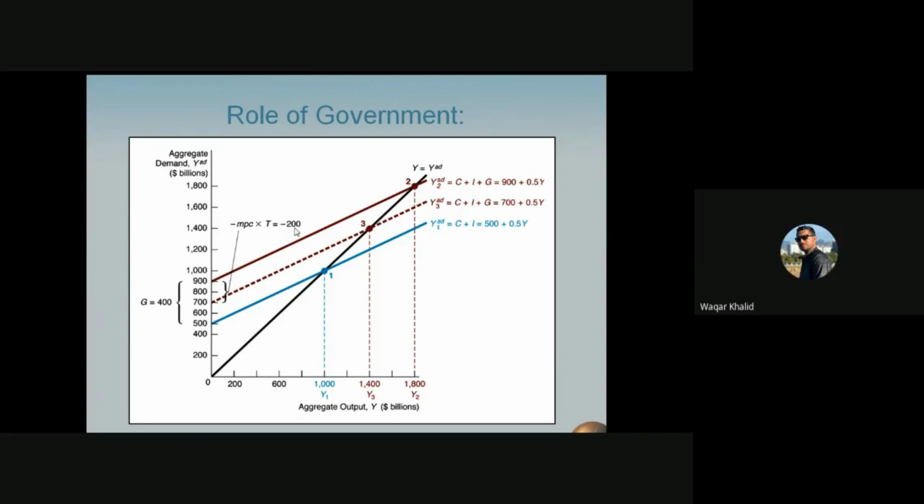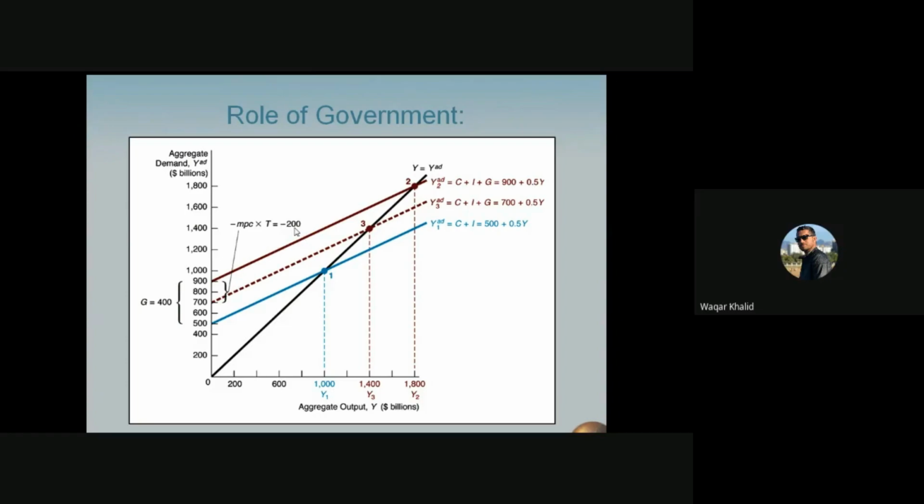So the new equilibrium will be at point 3. Look at point 3. The level of output has declined by twice this amount. It means that you have increased the amount of tax by $400 billion, so the economy will come towards point 3 in this figure, and the level of output has declined by 2 times this amount, and the new level of output is Y3, which is equal to $1,400 billion.